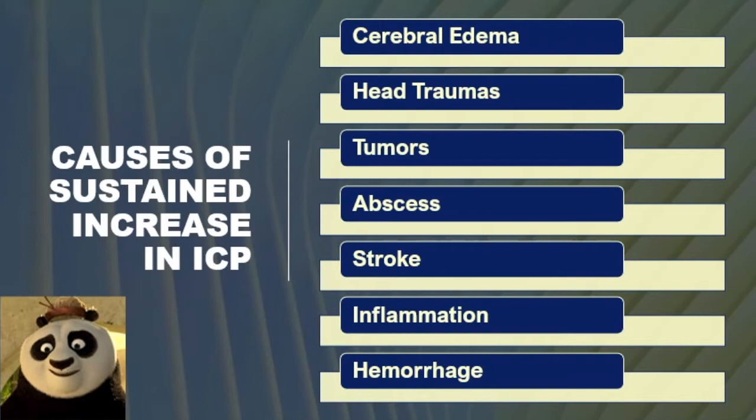So what are the causes of your sustained increase in ICP? One is cerebral edema, fluid accumulation in your brain. Head trauma, which may result in compression of the cranial contents. Tumors, which would compress your brain tissues. Then you have abscess, which are pus deposits. Stroke, in particular hemorrhagic stroke, which would cause swelling of the brain also. The same with ischemic stroke. Inflammatory processes, especially if there is infection. Autoimmune diseases. And then hemorrhage.